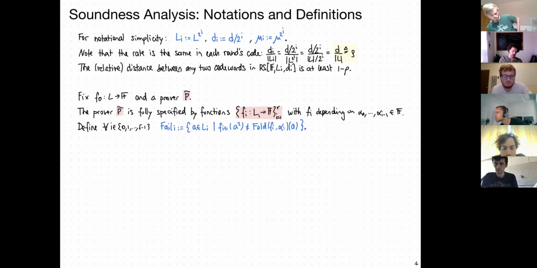So more formally, for each one of the rounds, we'll define the failure set in round i to be all elements of the domain in the ith round such that if I take the function which is purportedly the fold and evaluate it at the point a, and then I look at the actual fold and evaluate it at the point a, then I won't get the same value. So this is exactly the consistency check that the verifier is doing. For each one of the rounds, I'm saying what the bad points are that, if I catch them, I know that the prover cheated.